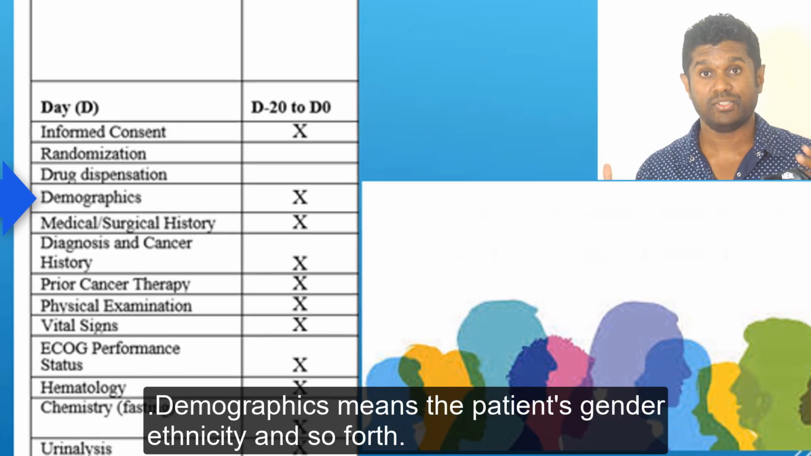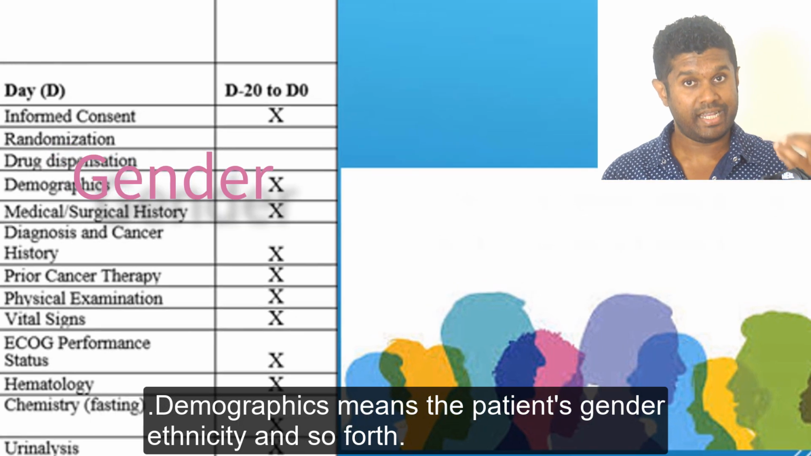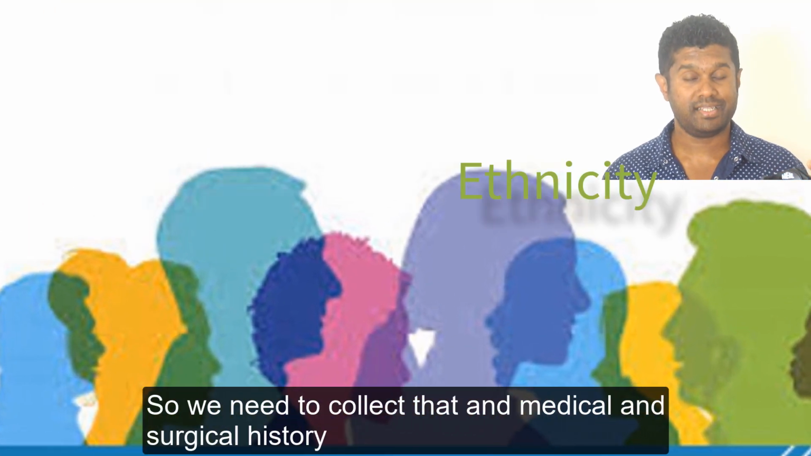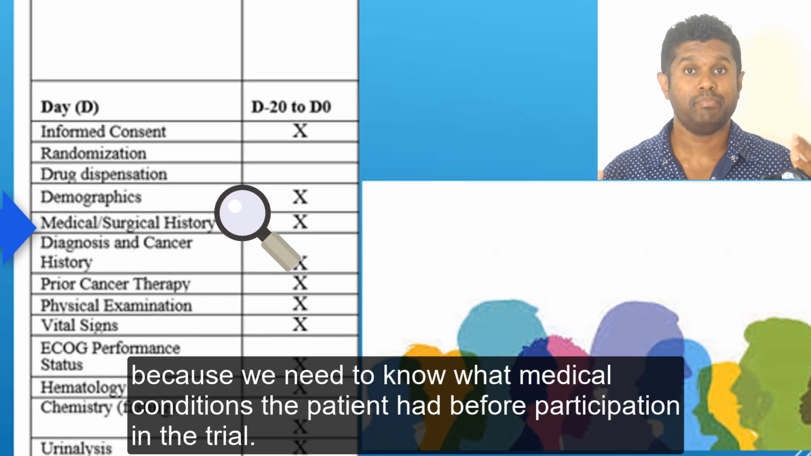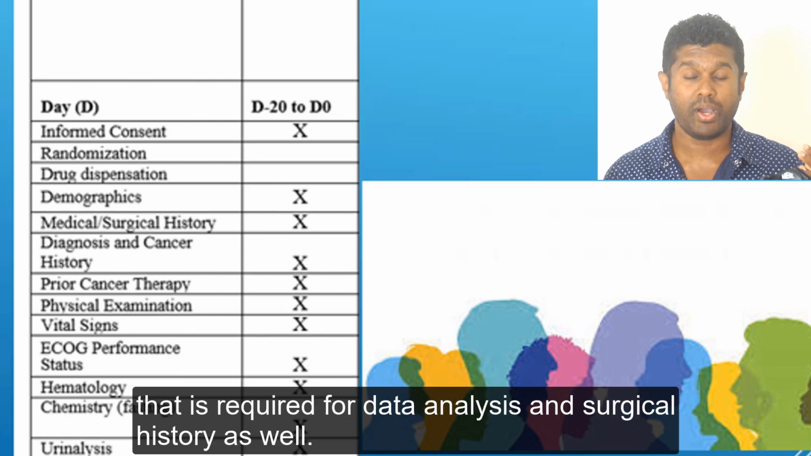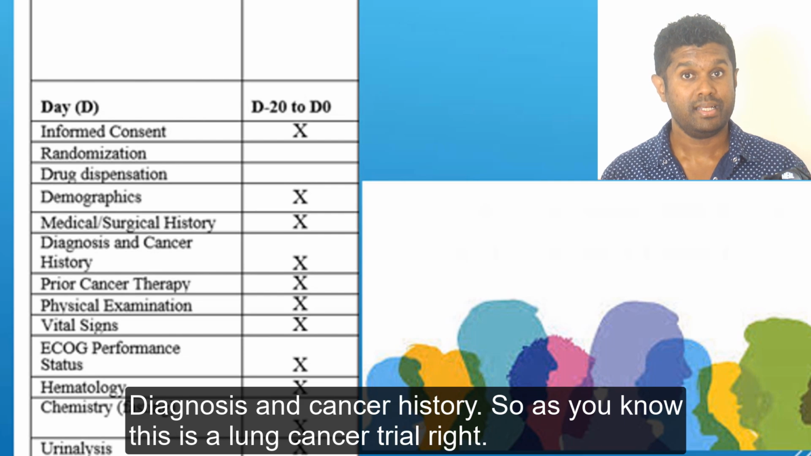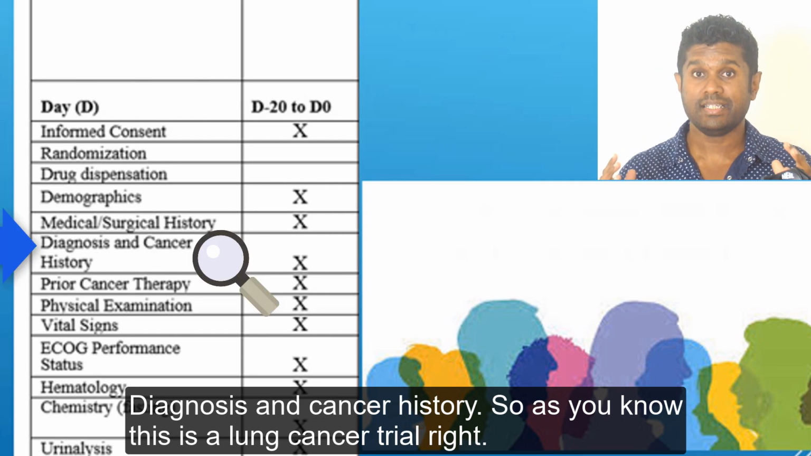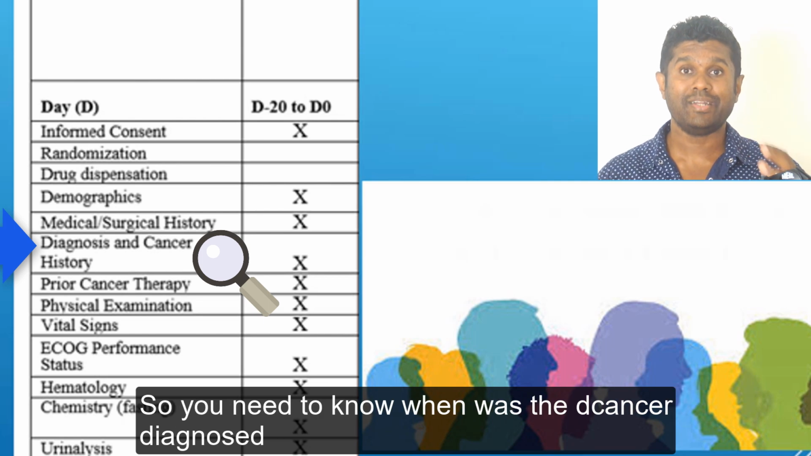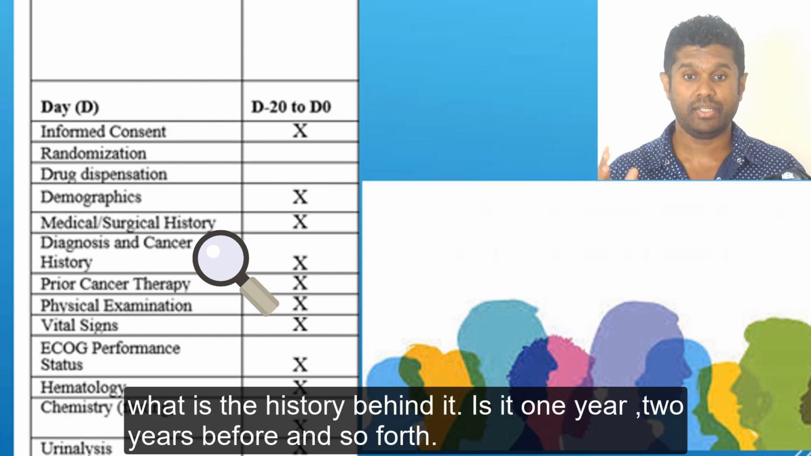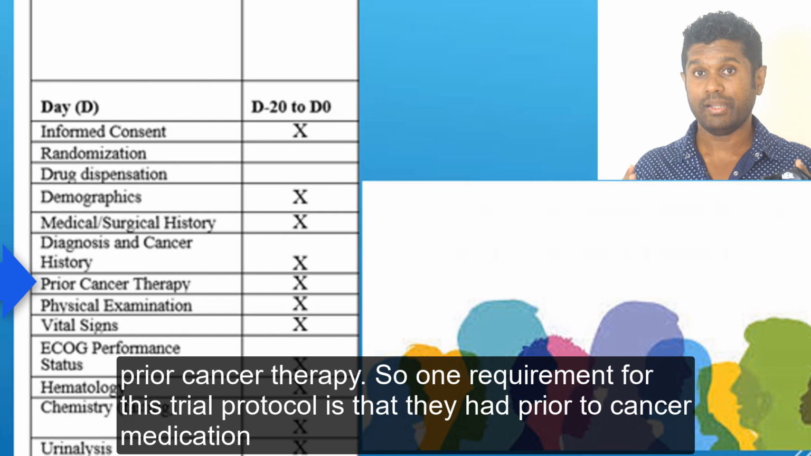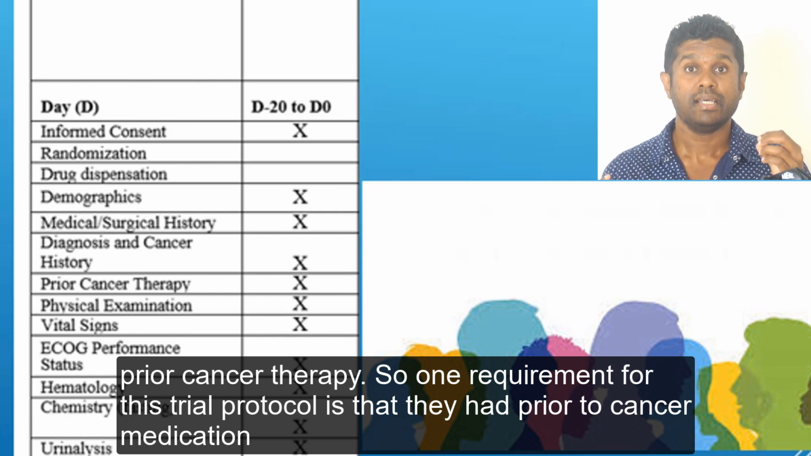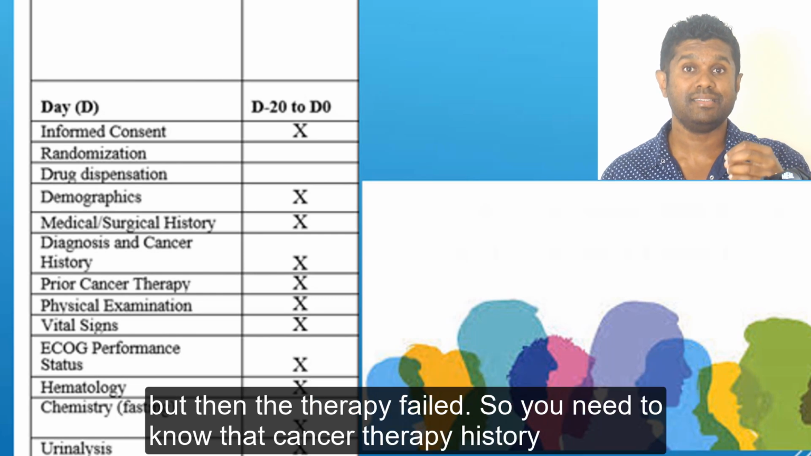So next one is demographics. Demographics means the patient's gender, ethnicity, and so forth. So we need to collect that. And medical and surgical history, because we need to know what medical conditions the patient had before participation in the trial. That is required for data analysis, and surgical history as well. Diagnosis and cancer history. As you know, this is a lung cancer trial, right? So you need to know when the lung cancer was diagnosed and what is the history behind it. Is it 1 year before, 2 years before, and so forth. And prior cancer therapy. One requirement for this trial protocol is that they had prior anti-cancer medication, but then the therapy failed, right? So you need to know that cancer therapy history.